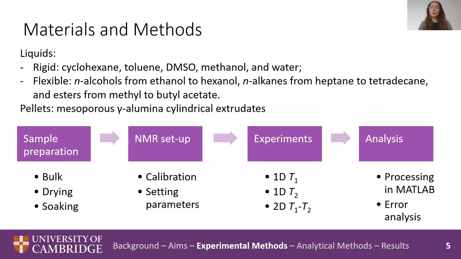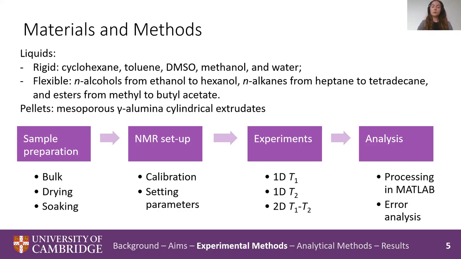So the way that rigid molecules were classified: molecules with significant sp2 hybridization, or small alkanes, cyclic alkanes, or small aromatic molecules were classed as rigid. So it's thought they have approximately constant distances between hydrogen atoms within the molecule, and they have fairly limited internal motions. So the other molecules were classed as flexible, and the pellets we used were mesoporous gamma alumina, which are commonly used as a catalyst in industry.